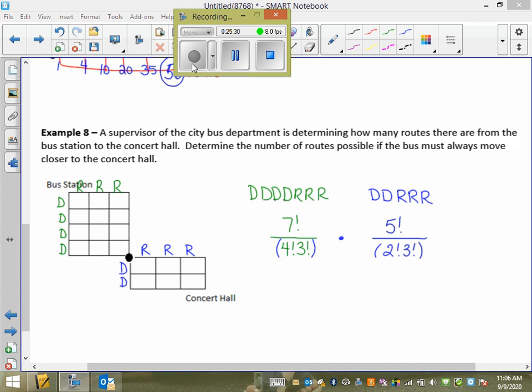Why did you make them separate like that? Why did you put all the D's together and all the R's together? Because it won't get you the same answer. Because you have to figure out the total number of paths here and the total number of paths here and then multiply them. Can't put them together. So what does this get me? Did anyone do it right? The first one. 35 times 10, so 350.